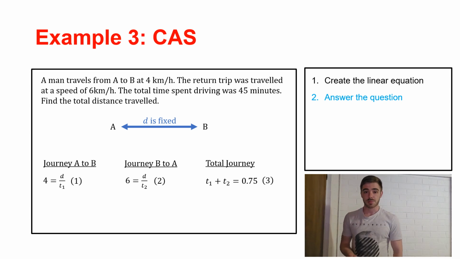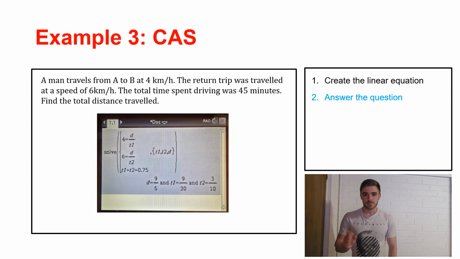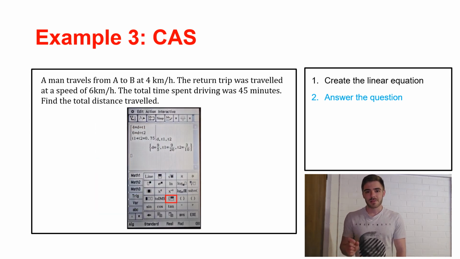All we're going to do from here is plug into the CAS and solve. On the TI Inspire, this is located under Menu, Solve System of Equations, and then Solve System of Equations again. And on the Casio, it's the button highlighted in red. Just click it 1 extra time to increase the number of equations that you can put into the simultaneous.